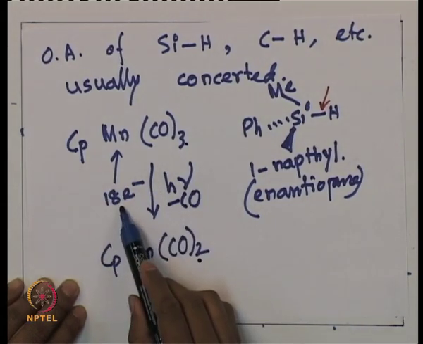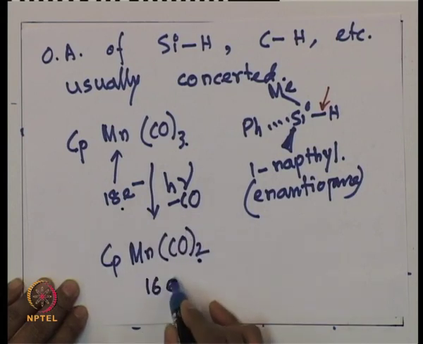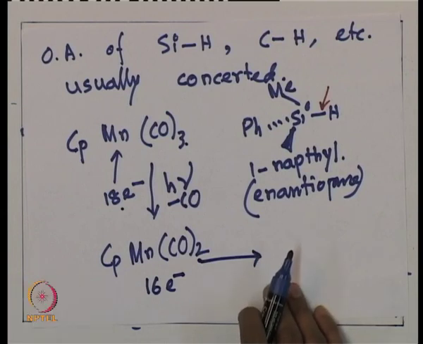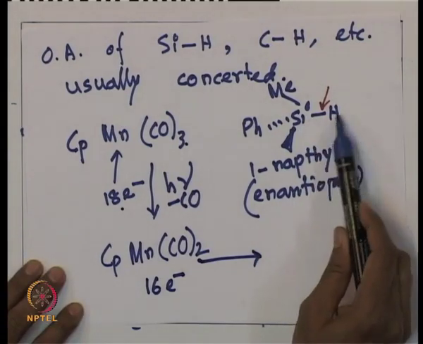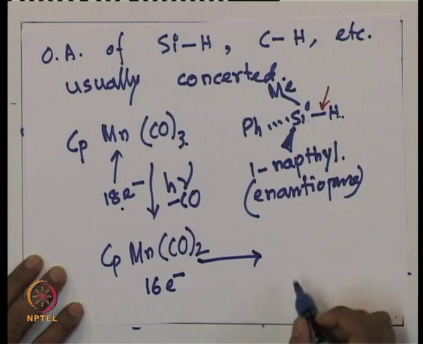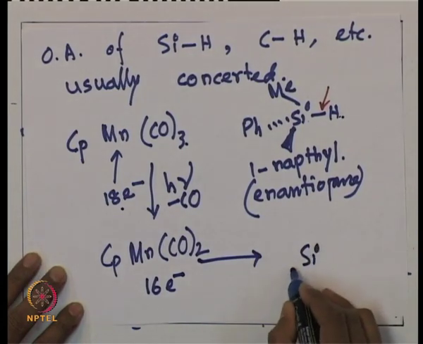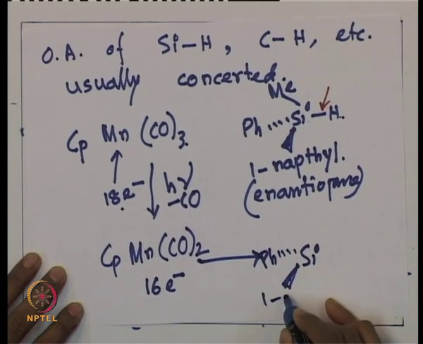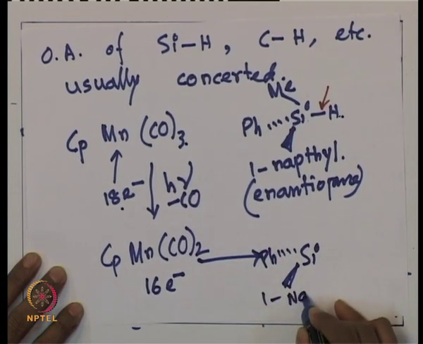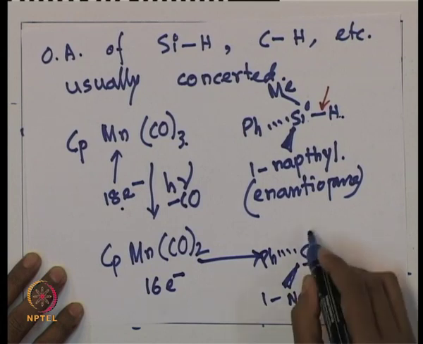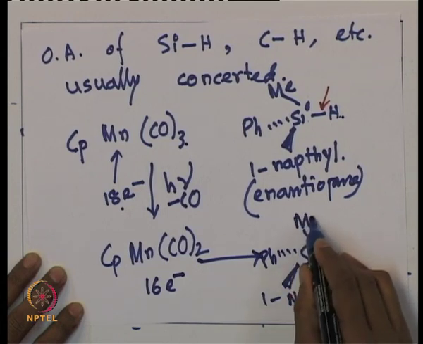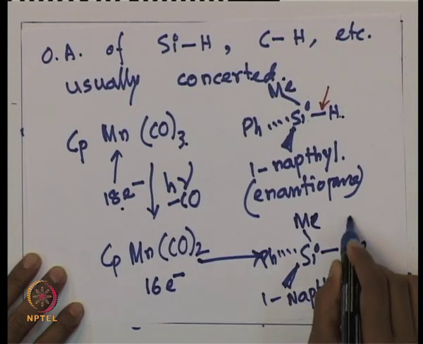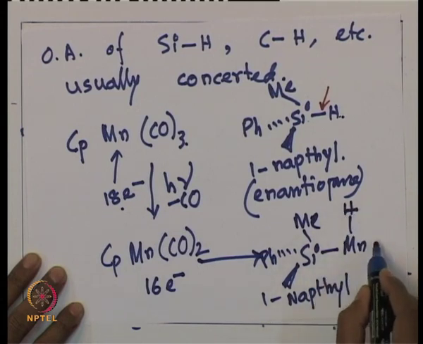From an 18 electron complex, we now have a 16 electron complex, which can then undergo oxidative addition into this silyl hydride bond to eventually give us this silyl complex, where you will get the silyl metal bond formation with the hydride being there.